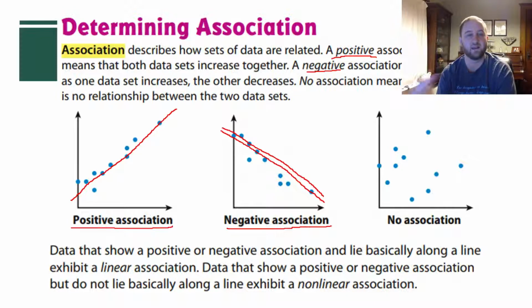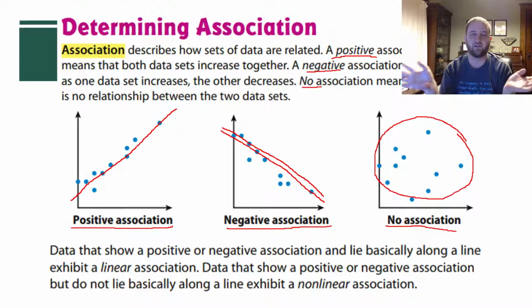Okay, that's negative association. And then no association means that there's no relationship between the two data sets. Basically, the points are just going to be all over the place. So you can see in this third graph, these points are just spread out around the graph. That means there's no association whatsoever.